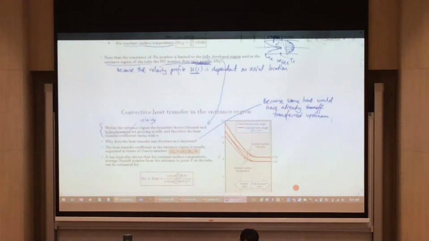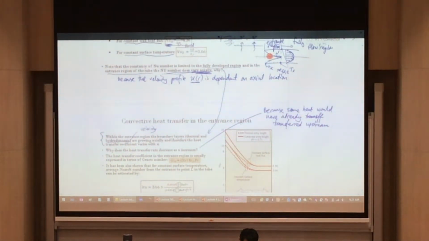What that means is that in your entrance region over here, as the flow moves along, some of the heat would have already been transferred. Whether it's transferring in or transferring out, as it flows along the pipe, some of the heat gets transferred already. So further down in your pipe system, there will be a decreasing heat transfer rate as x increases. That's the reason why.